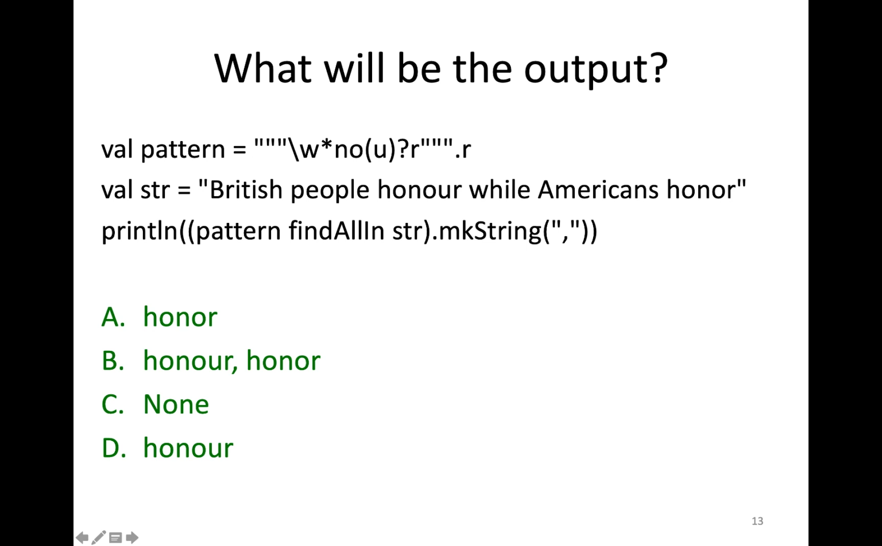Another example, this one means any character, right? /w means any character which appears in an English word, that means small or capital characters. Star means that can appear zero or multiple times, and then followed by N, followed by O, and then U is optional. The question mark makes U optional, right? And then followed by R. Now in this sentence, this honor is the British honour that matches with this, and the American honor also matches with this, right? So the answer of this should be this one.